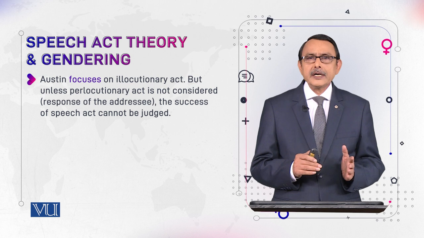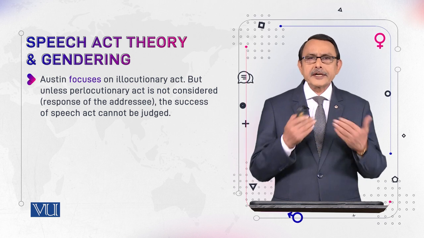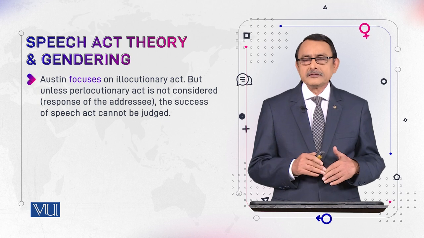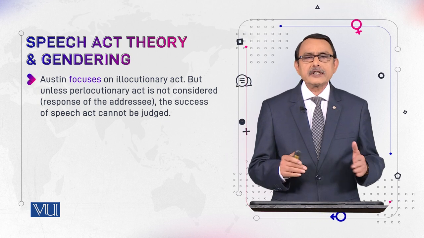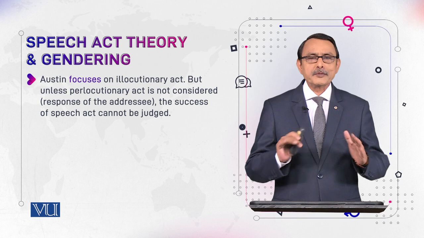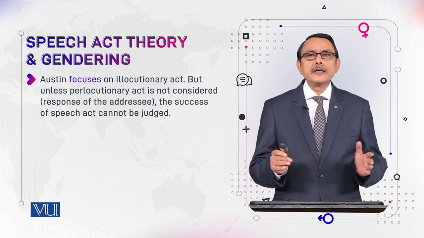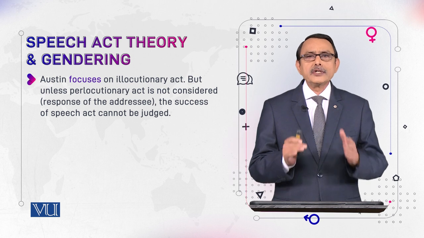Austin says that we are concerned only with illocution. He says locution is a matter of grammar and semantics. This is outside our concern. And he says perlocution, we don't need it because this is not in the control of the speaker. So that's why he says when we talk about speech act, that only means illocutionary act.